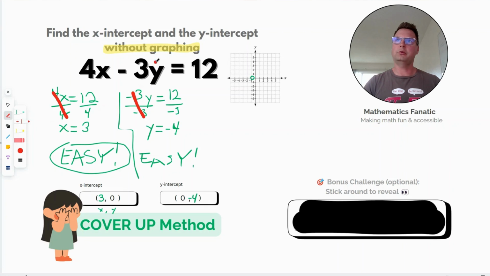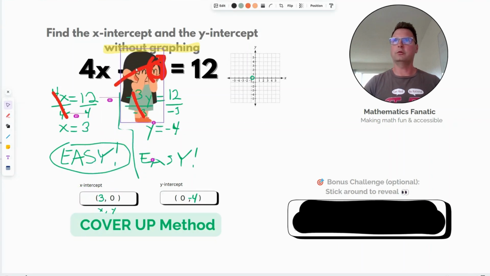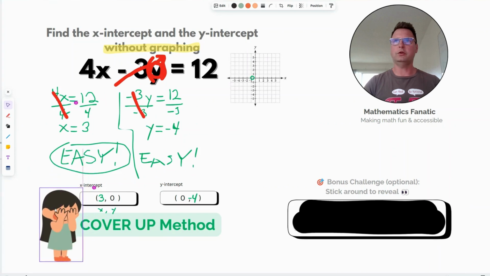So if we replace y with 0 in this equation, 3 times 0 is 0, or I should say negative 3, right? Times 0 is 0. That term turns to 0, which means it essentially disappears. So we can just cover it up. Right?